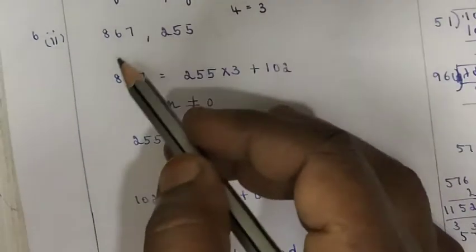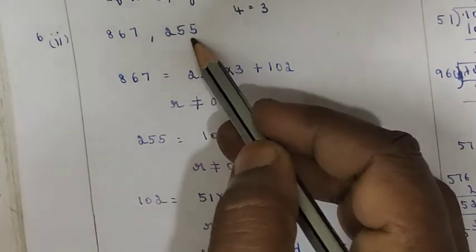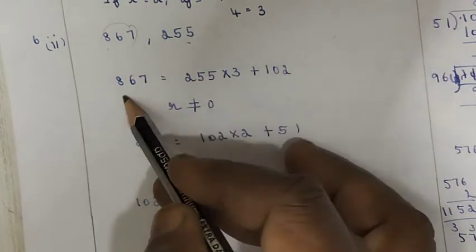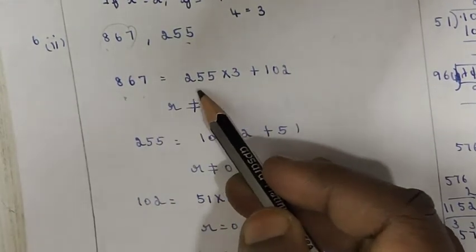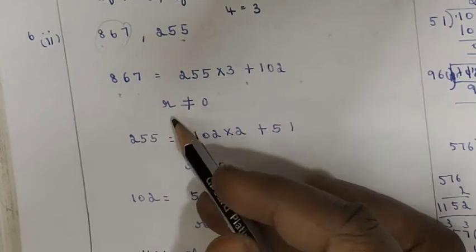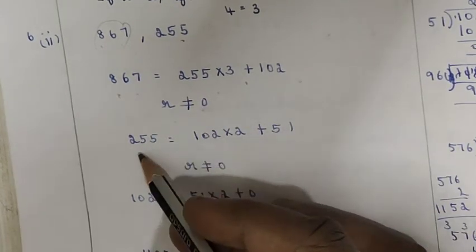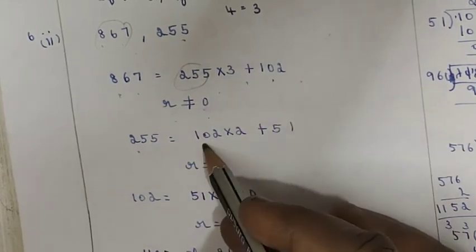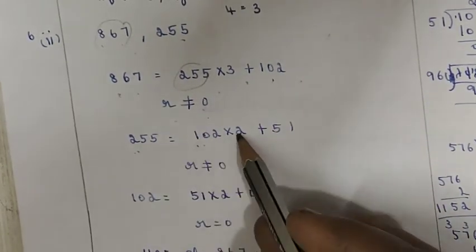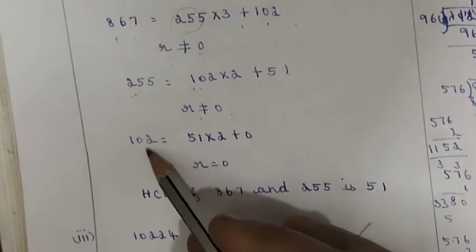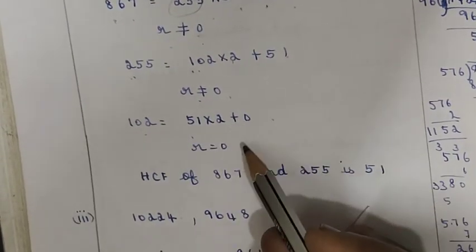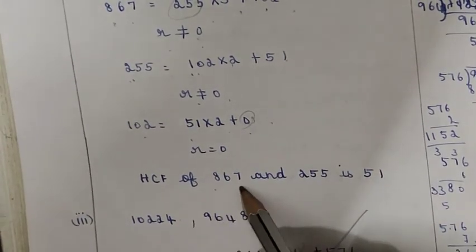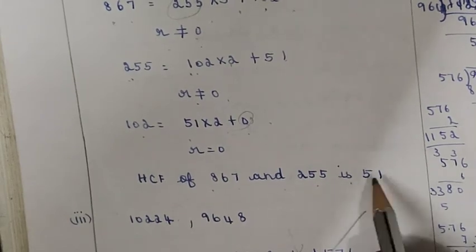Now the second sum, 867 and 255. A is greater, so 867 equals 255 into 3 plus 102, r not equal to 0. Take 255 as the dividend and 102 as the divisor. So 255 equals 102 into 2 plus 51, r not equal to 0. So 102 equals 51 into 2 plus 0. Now we have got r as 0. So HCF of 867 and 255 is 51.